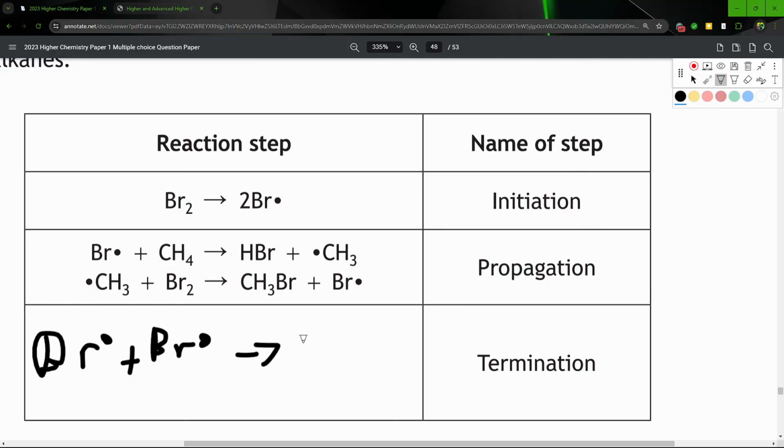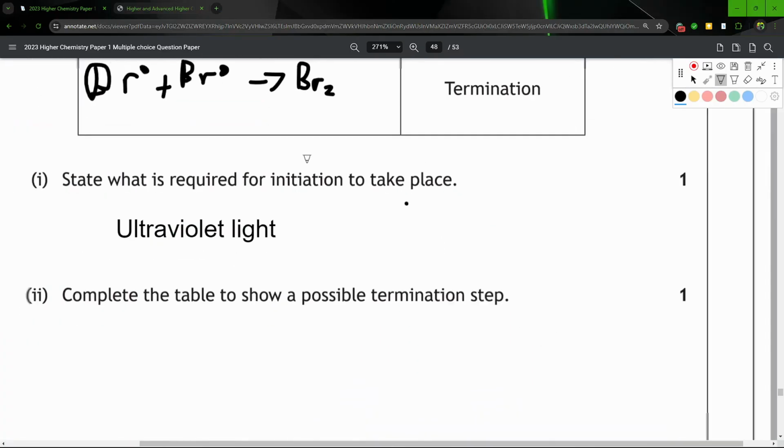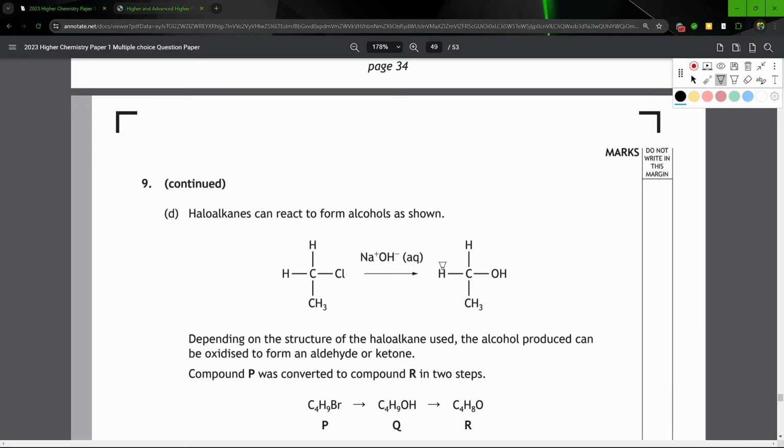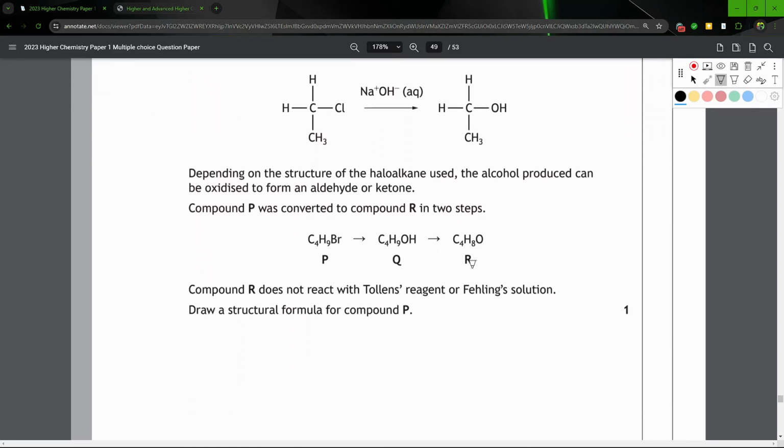That's probably the easiest way to do things. Or you could do a more complicated approach where you take free radical reactions from these free radicals and combine them together. But basically what you're looking for is a reaction that combines 2 free radicals into a stable molecule. I'm just going to do the easiest way. That's done and dusted. Haloalkanes can react to form alcohols as shown. Depending on the structure of the haloalkane used, the alcohol produced can be oxidized to form an aldehyde or ketone.